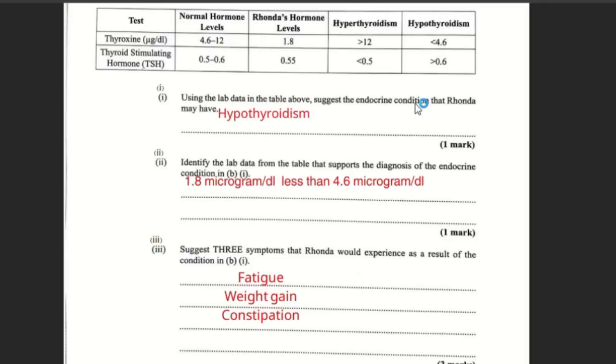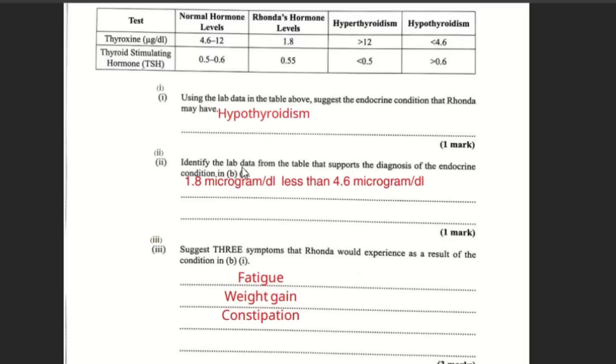So what we're going to look at is the thyroxine part here. This is saying that if the value for the patient is less than 4.6, and she has 1.8, it means that they have hypothyroidism. If her value was greater than 12, then she would have hyperthyroidism, right? But because her value is less than that, the answer is going to be hypothyroidism, right? So anyways, that's the answer.